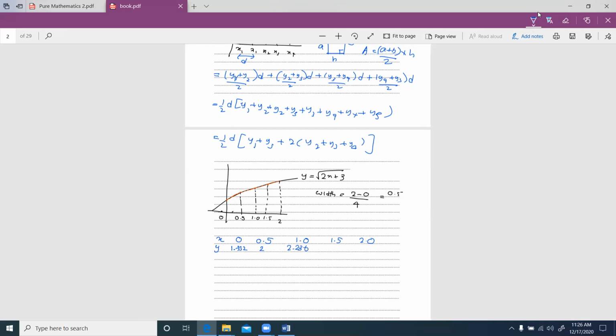Then if you substitute 1.5 over here, what do you get? 1.5 into 2 plus 3, that is square root of 6. Square root of 6 becomes 2.449. Right. Okay. Then 2. If you put 2 here, square root of 7.